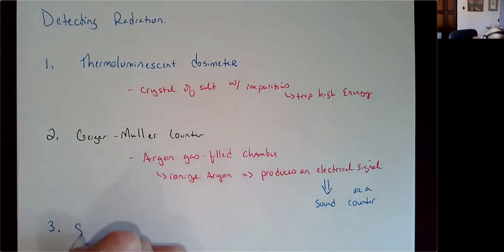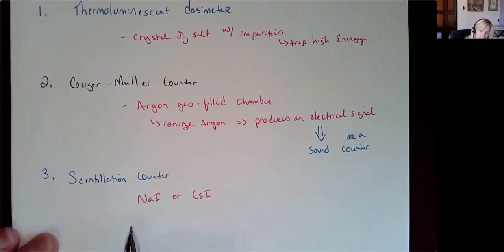And the other one is a scintillation counter. And these are made up of salts. So these are made up of sodium iodide or cesium iodide. As the radioactive species passes through these, they're going to emit UV or visible light because you're basically exciting those ions.